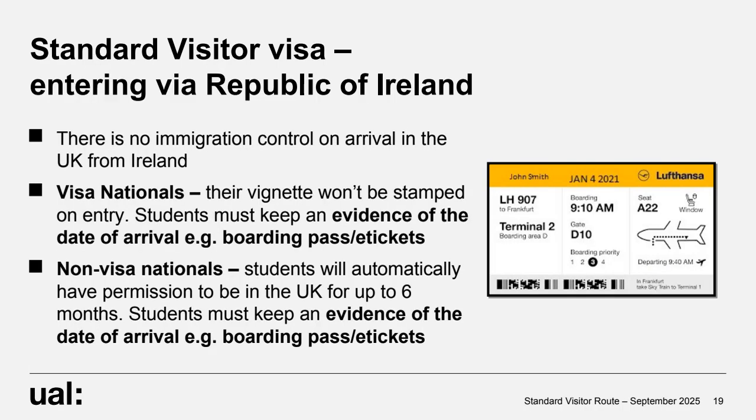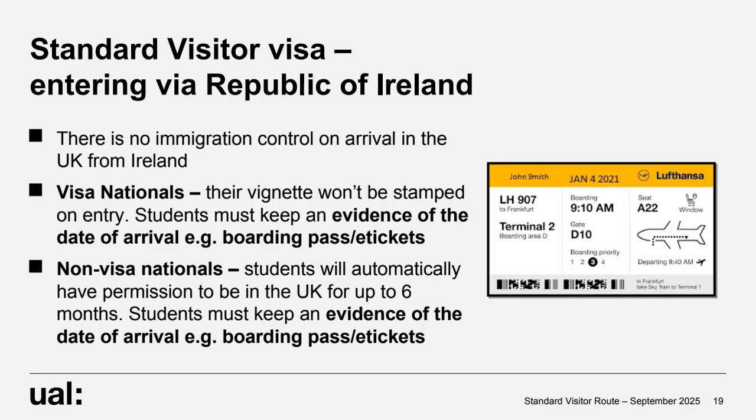So standard visitor visa entering via Ireland. There is no immigration control upon arrival to the UK via Ireland. Visa nationals, their vignette won't be stamped. So if you are from China, India, etc., and you've got a visa vignette, your visa vignette won't be stamped at Ireland. And so therefore we require you to keep a hold of your boarding pass or your travel booking confirmation or your e-tickets, etc.